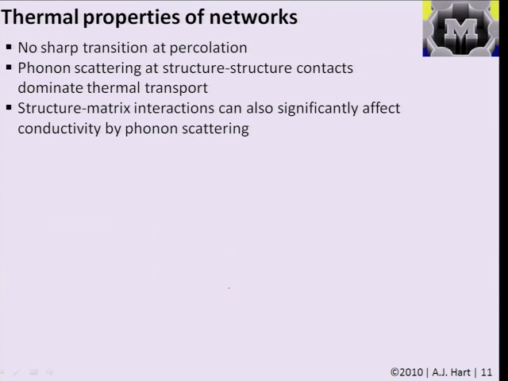In the case of thermal properties, there's a bit of a different behavior. We don't see this phenomenon of percolation. Well, we do see percolation geometrically in that when you add structures, there'll be some point at which you form a continuous path. But because the transport is dominated very heavily by scattering at the contacts, things are a bit more complex. And we'll talk about the specific cases of that later on. And just to overview this here, as we said before, the interactions between the matrix and the structures in terms of phonon scattering also significantly affect the properties.